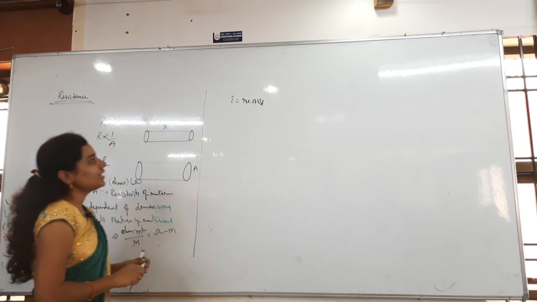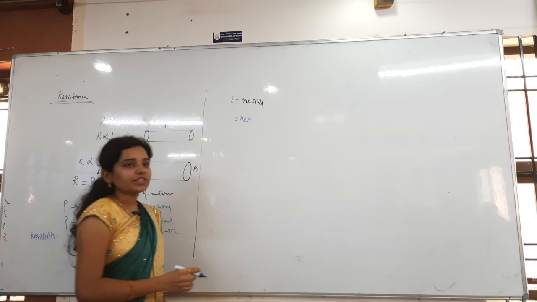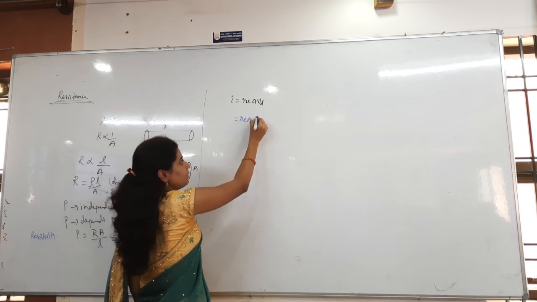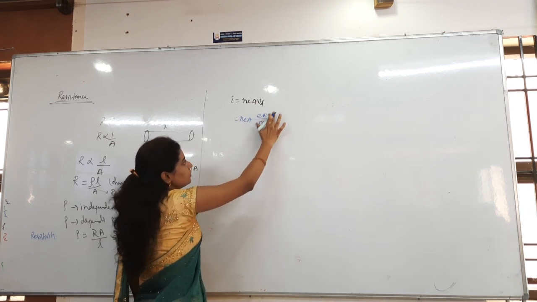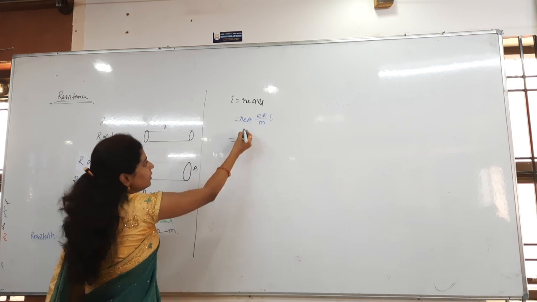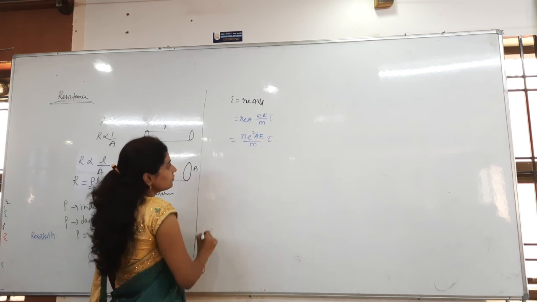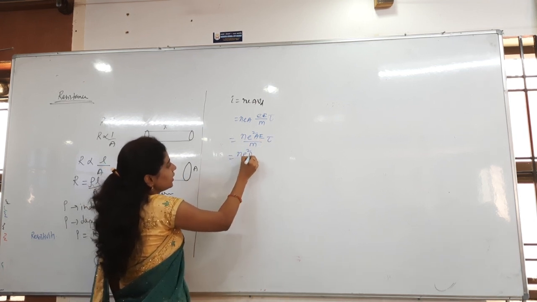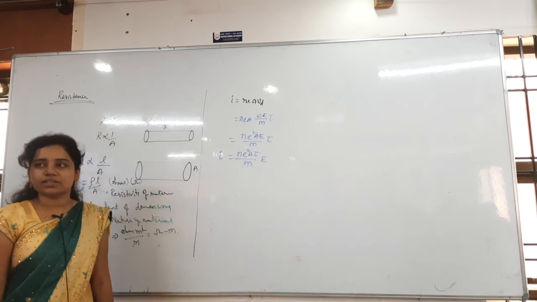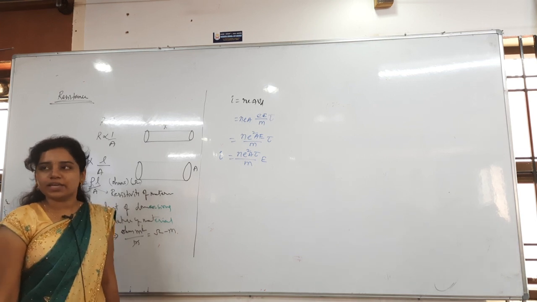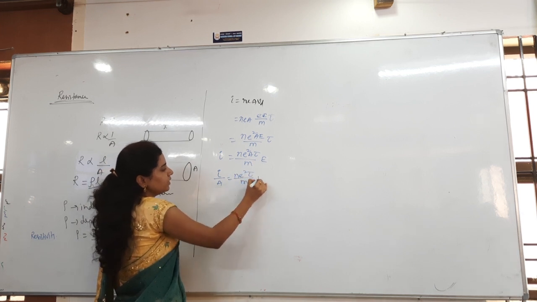Right. Here I is equal to nEAVd. Now what is the Vd formula in terms of electric field? Vd is eE by m into tau. The minus sign is there, but we will take the magnitude only. Then this will be ne square AE tau by m, which I can write as ne square A tau by m into E. This is the current I. I want to get the current density. What is the current density? I by A. So I by A is equal to ne square tau by m into E.